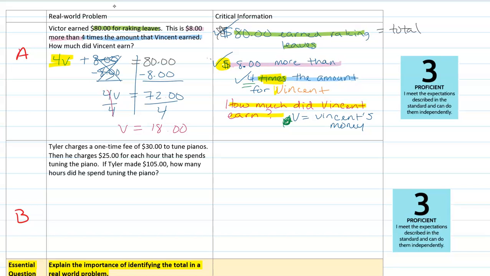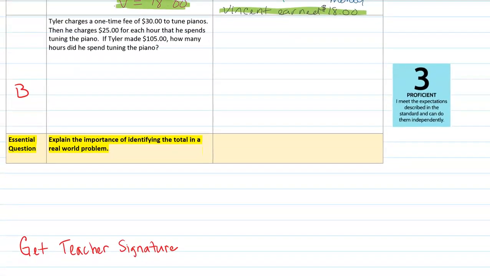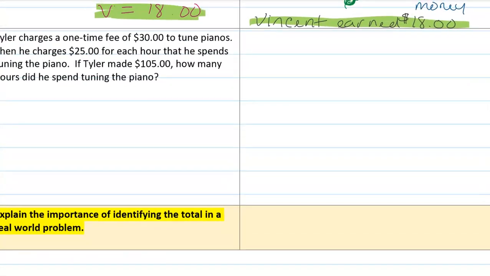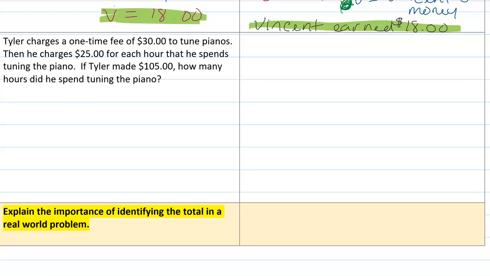So I can answer my question now. How much did Vincent earn? Vincent earned $18, and the dollar sign goes up front. So that is the answer to the question, and it works. Now go ahead and read this next one and then write down the critical information that you found. And then when you restart the video, let's see if we have similar information.